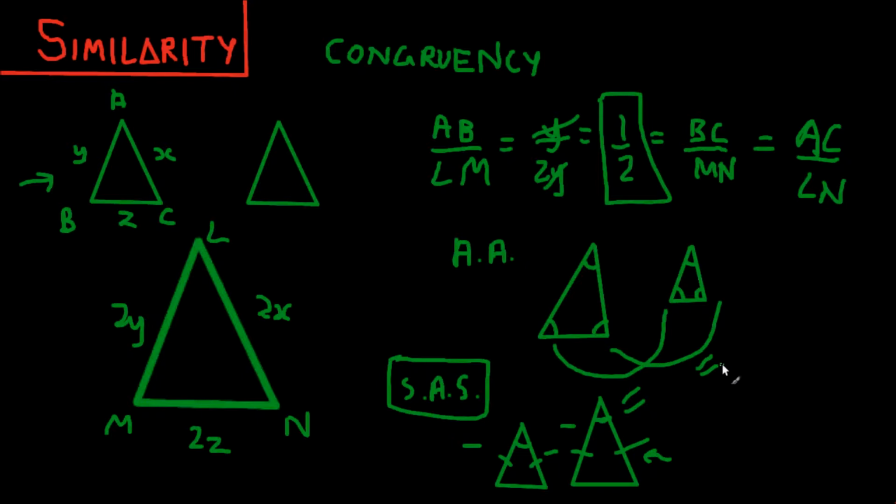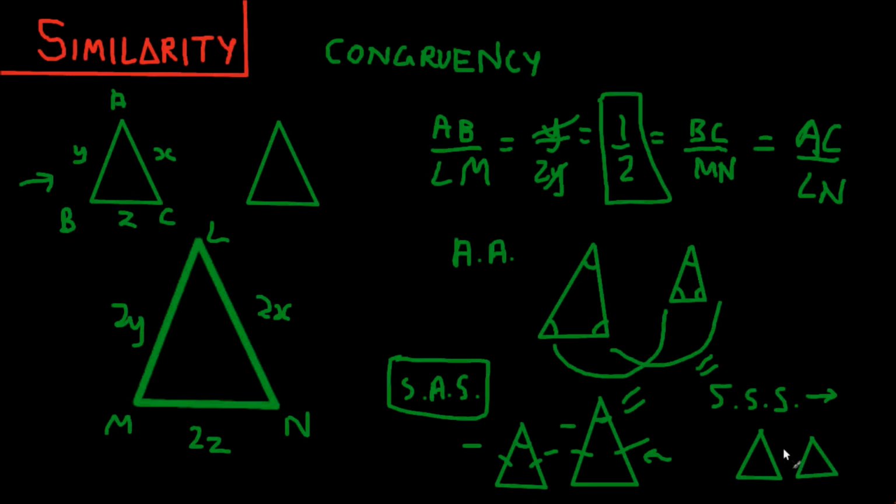The third one is very basic again, SSS, side, side, side. In this, what you need to prove is that all three sides are proportional to all three corresponding sides of the other triangle. So I don't think I can explain much here. I think it's obvious. If you can prove that the three pairs of sides are all proportional, they're all corresponding to each other, then you prove that the two triangles are similar.